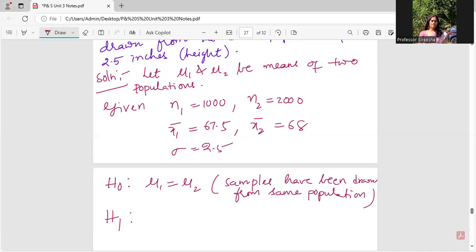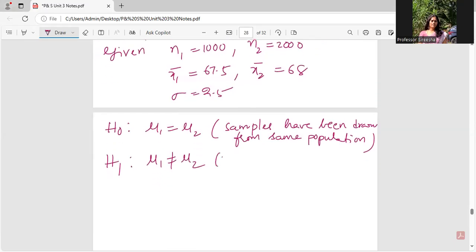Anything I can take. Looking at the means of the samples, I can decide the first sample mean is less than the second sample mean, so I can go with a left tail. But simply, I'll just take a two-tail test. Mu1 not equal to mu2, a two-tail test, because then I'll be able to decide alpha also. Alpha is equal to 0.05.